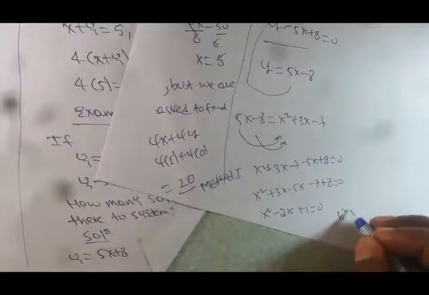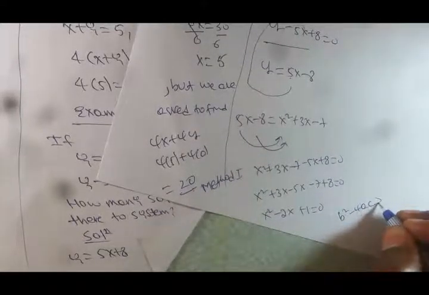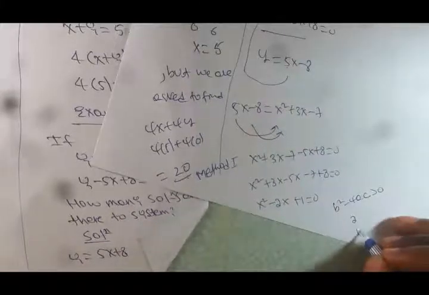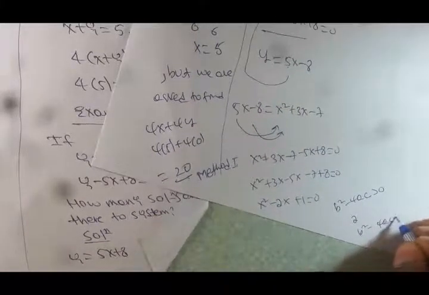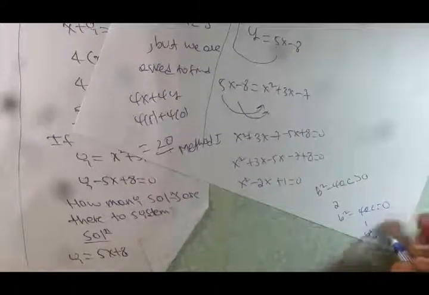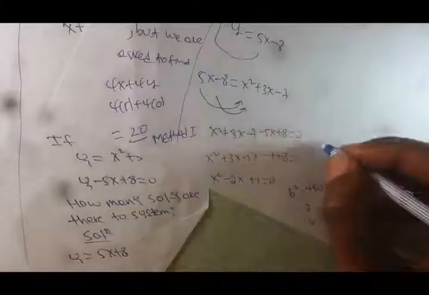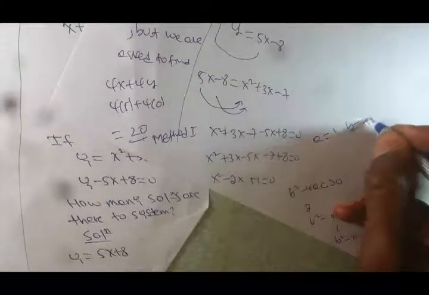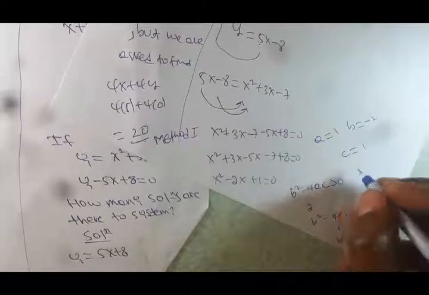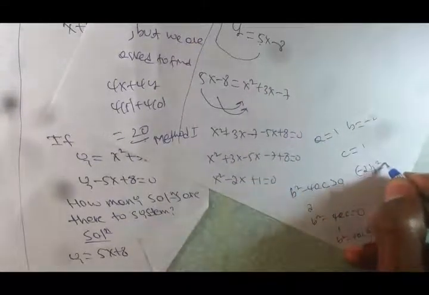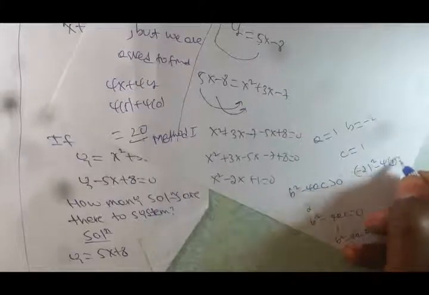We know that b squared minus 4ac, if it is greater than 0, gives two solutions. If b squared minus 4ac is equal to 0, one solution, and if b squared minus 4ac is less than 0, no solution. So the value of a is 1, the value of b is minus 2, and the value of c is 1. Therefore minus 2 the whole squared minus 4 times the value of a, 1, times the value of c, 1. Therefore minus 2 squared is 4, minus 4 is equal to 0. Therefore the discriminant is equal to 0. So it has one solution.